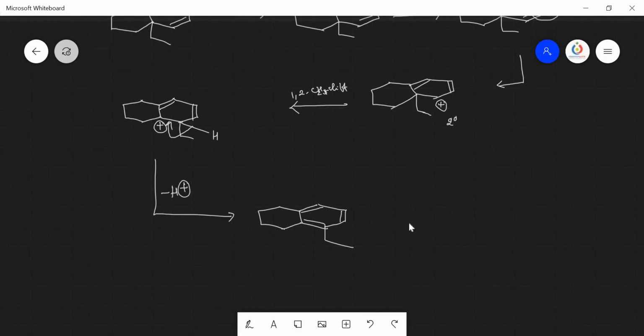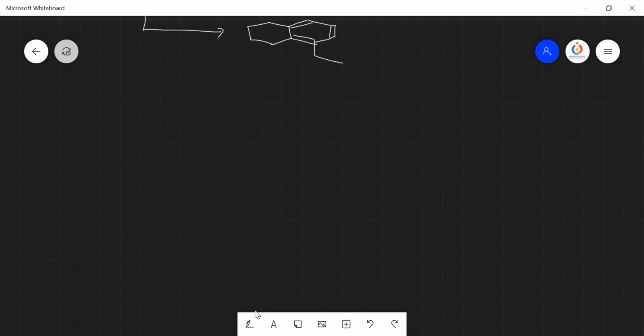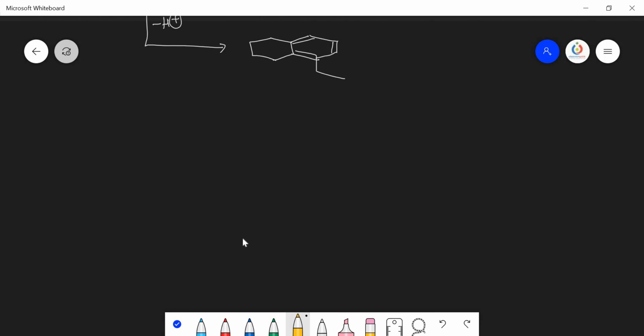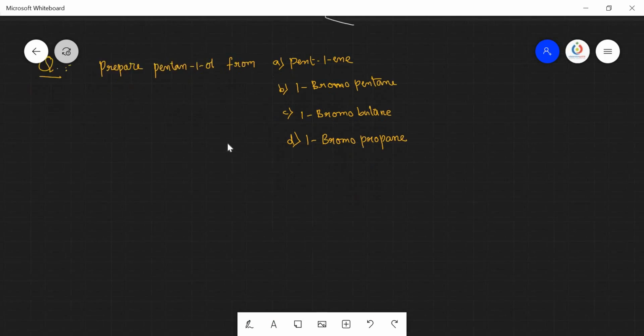So today we shall solve some other important theory questions, which are very important, so I'll write down those reactions here. You also note them down, and pause the video whenever you are watching and solve the question. I just put this one as a question. The question is, prepare pentan-1-ol from pent-1-ene, 1-bromopentane, 1-bromobutane, 1-bromopropane. So let's try to solve the question one by one.